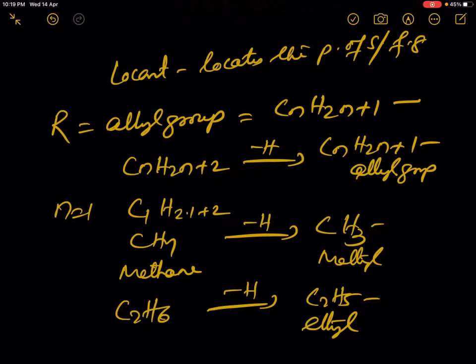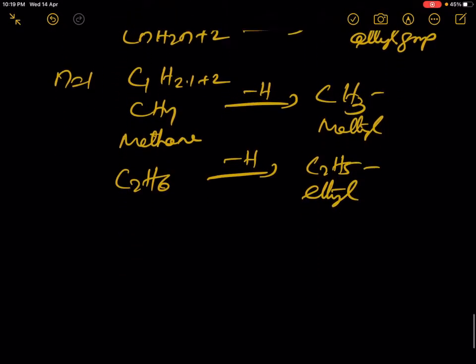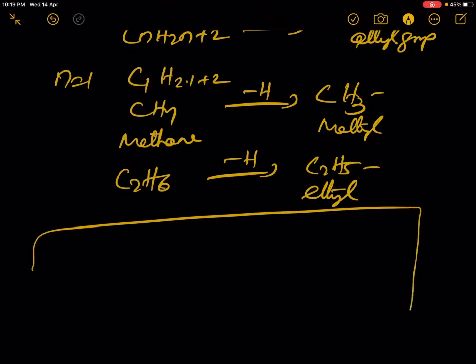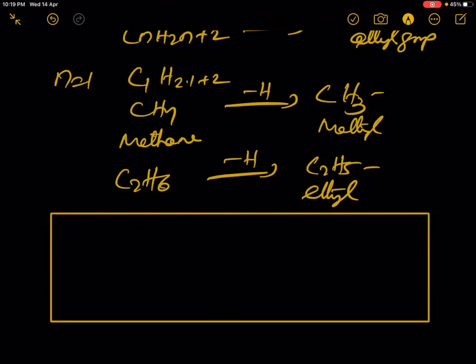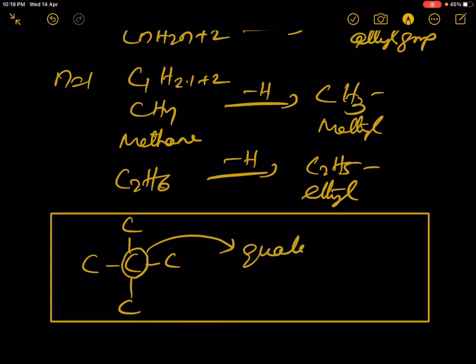Another thing I want to tell, if a carbon atom is bonded to 4 carbon atoms on 4 different sides, that is a quaternary carbon atom, and it has no hydrogen atom, or you can write 4-degree carbon.